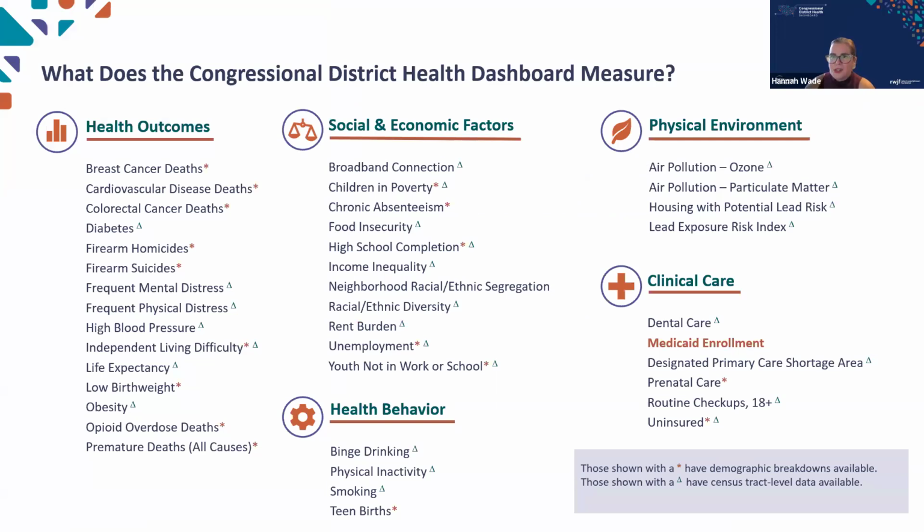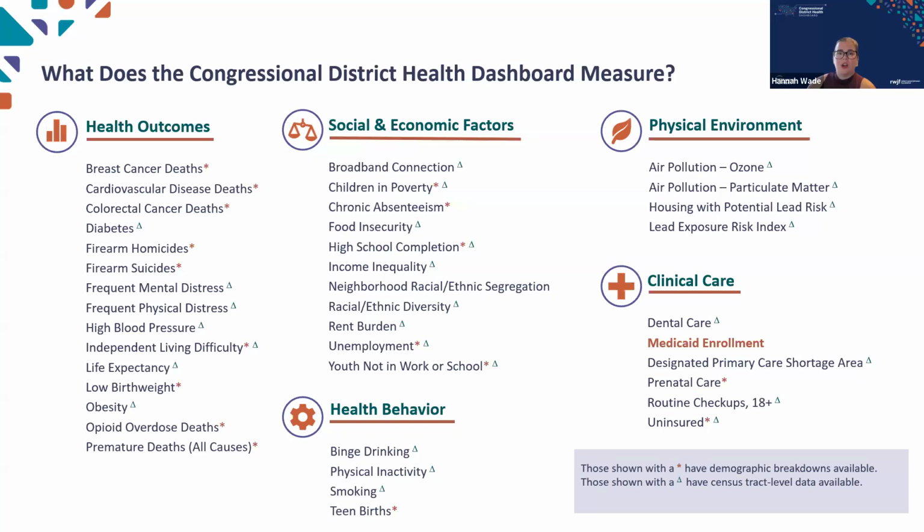So what does the Congressional District Health Dashboard measure? We have 40 metrics on our site, and they span from health outcomes to social and economic factors, health behavior, physical environment, and clinical care. I have Medicaid enrollment highlighted under clinical care since we're going to be talking a little bit more about that today.